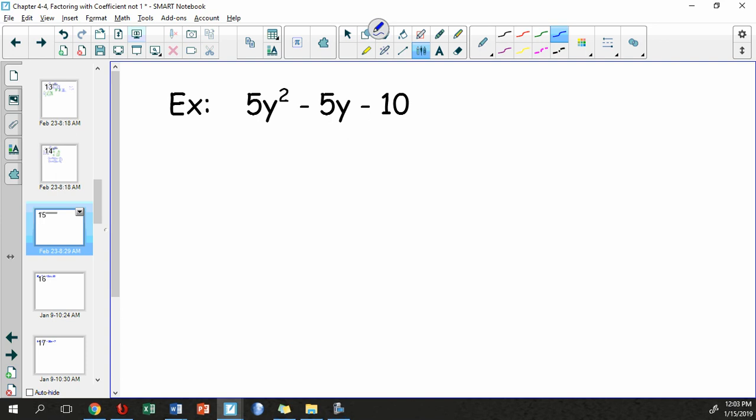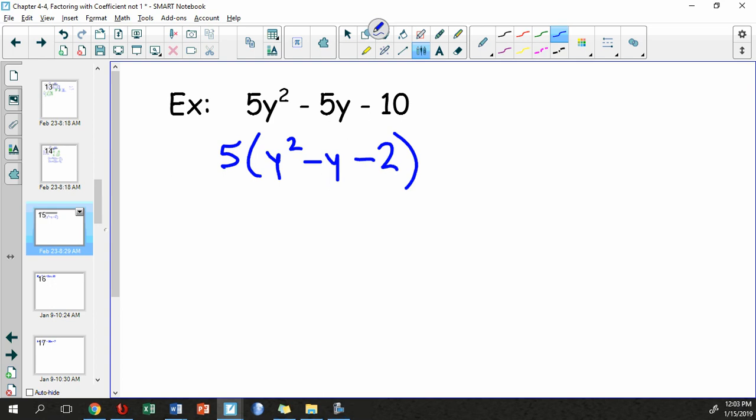Okay. Step 1. GCF. Do I have a GCF? What is it? Go fish. Pull out a 5. So if I pull out a 5, what remains? Y squared minus y minus 2. You have to do division, divide each term by 5, correct?